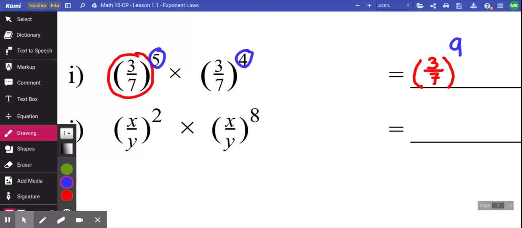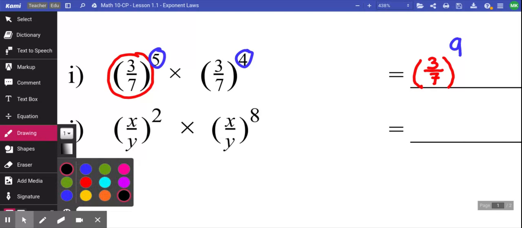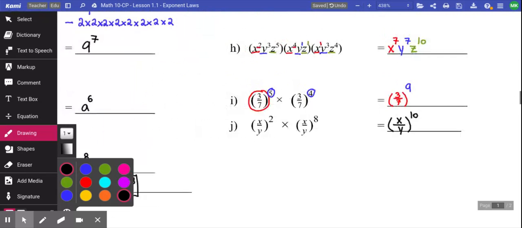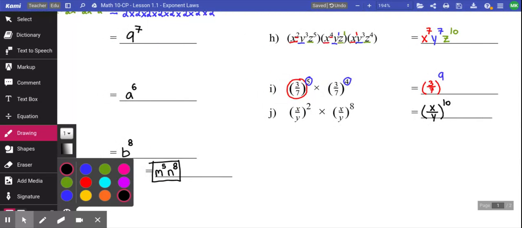The last one, we're going to follow that same rule. So x divided by y is my base. 2 plus 8 is 10. Wonderful. It's your multiplying rule. Hopefully pretty simple. Once you get rolling with it, I'm just adding. It's really easy. And once you get a hang of it, you probably rip through it, right?